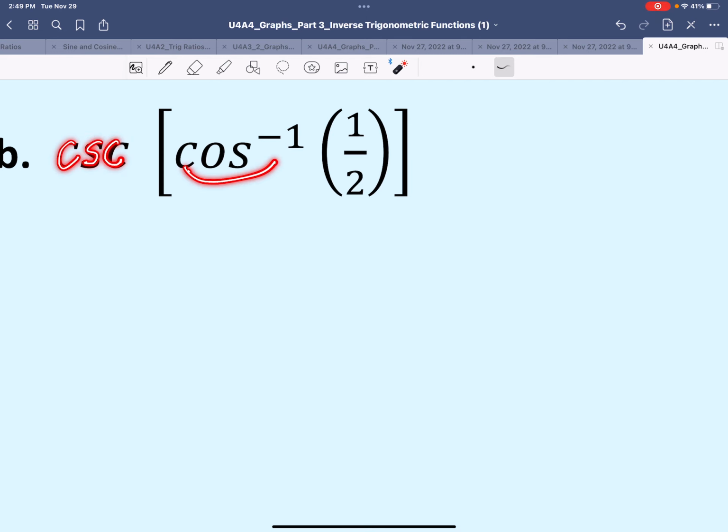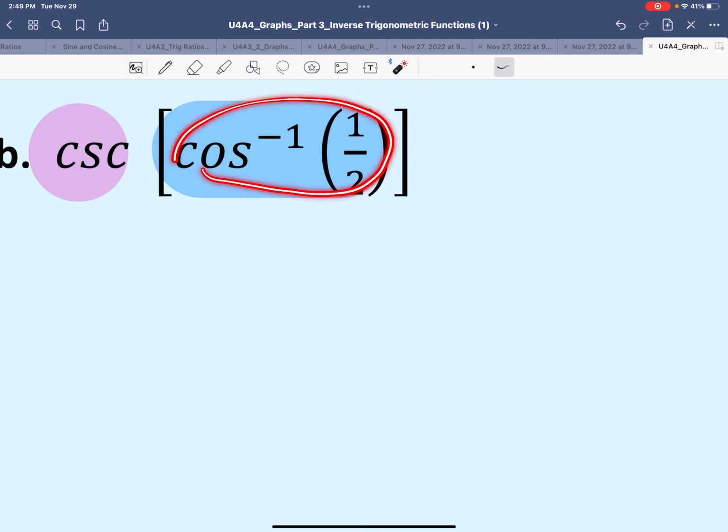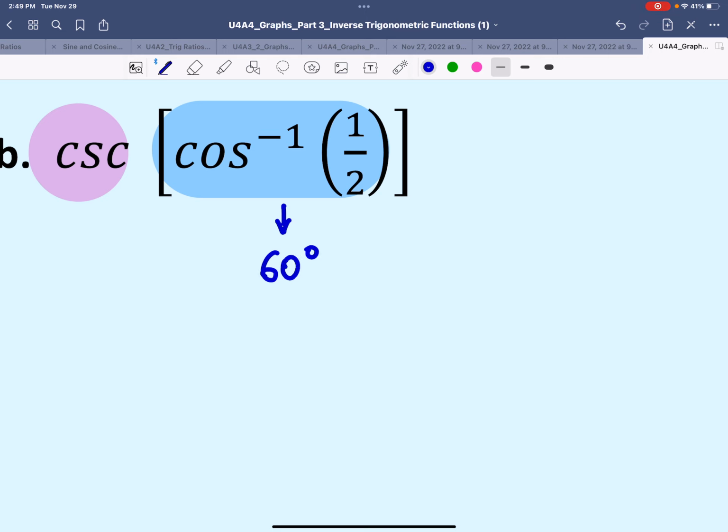So in the next example, as you can see here, we have cosecant on the outside, and then we have inverse cosine 1 over 2 on the inside. So again, we have to identify what's inside first, and then work on the outside after. So inside we have inverse cos 1 over 2. So what does this entire highlighted expression represent? It is a single term. That will represent an angle, because that's when we use the inverse. So when we take inverse cosine, we get an angle.